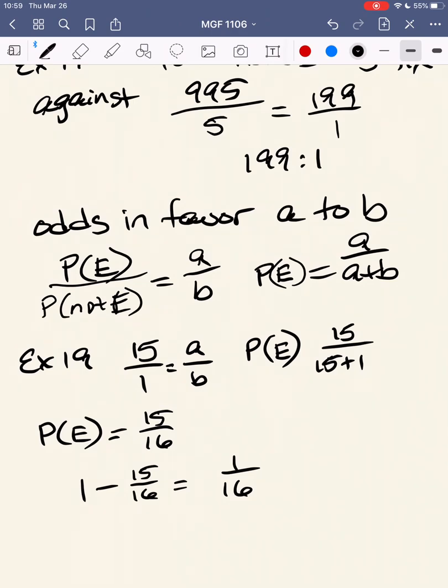So when we found the probability of the event in favor, we just remember the probability of the event occurring and the probability of the event not occurring. We subtract it from 1 and we get the probability of that horse actually winning the race. All right, so that's the end of 11.6.